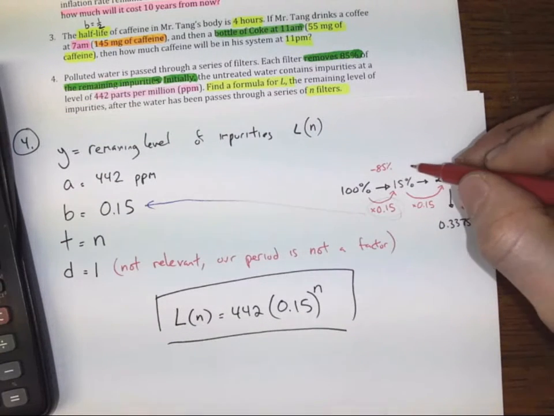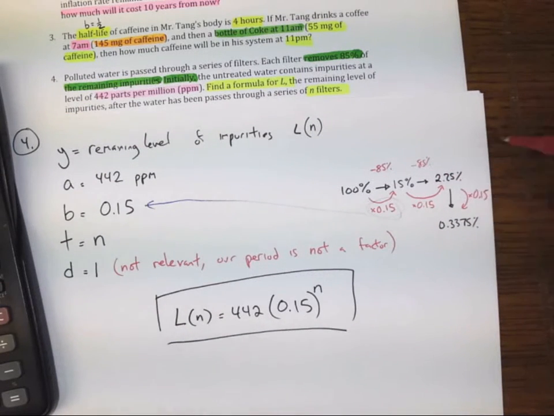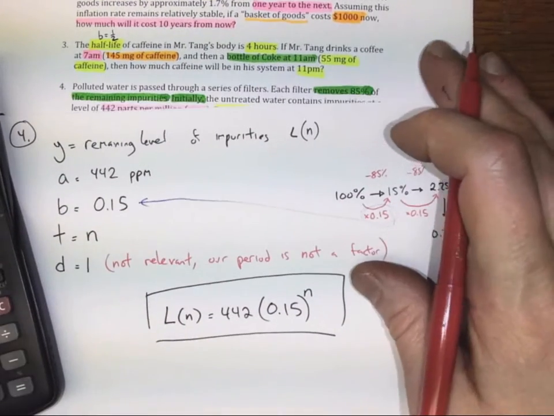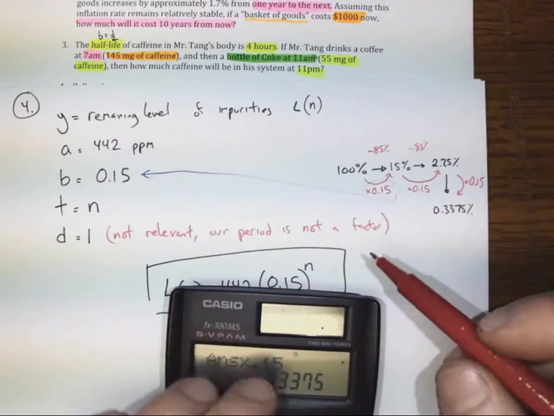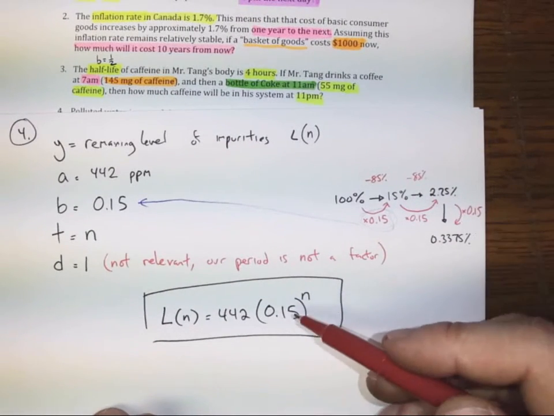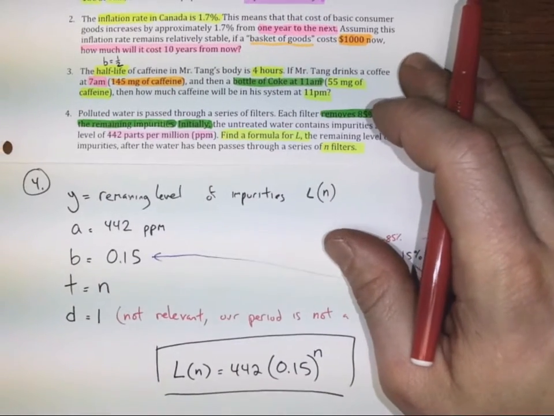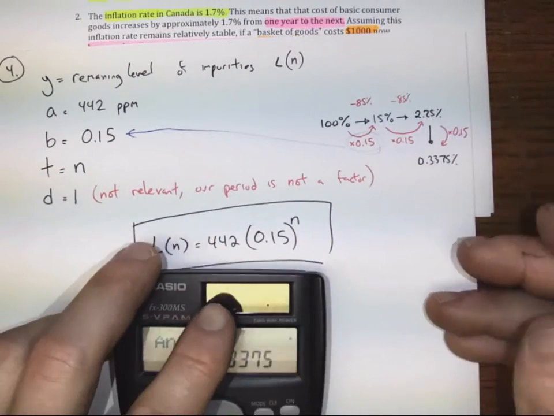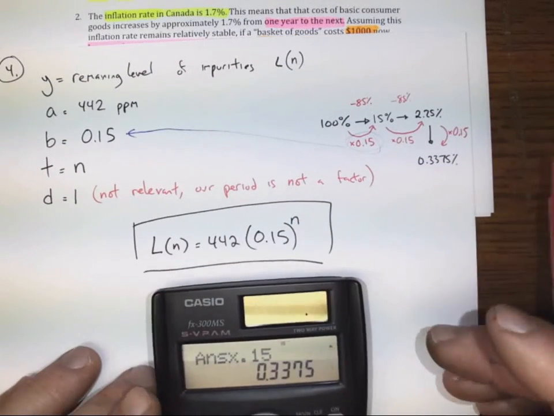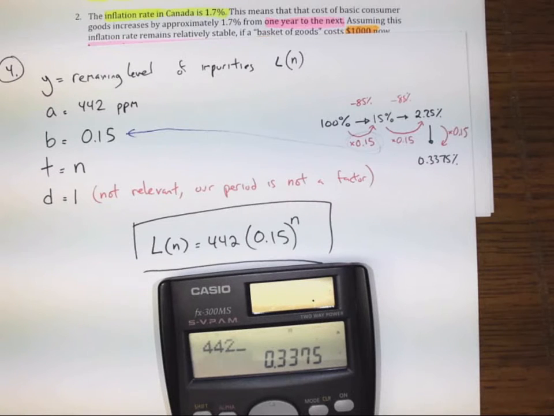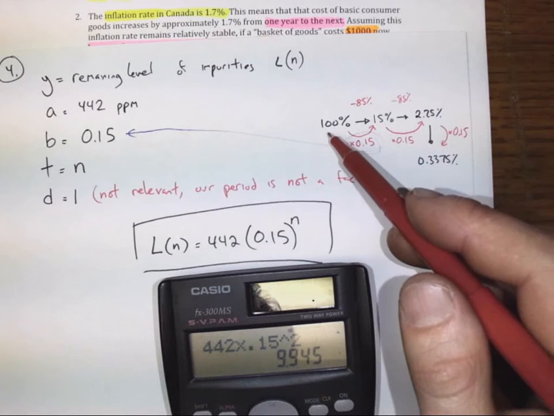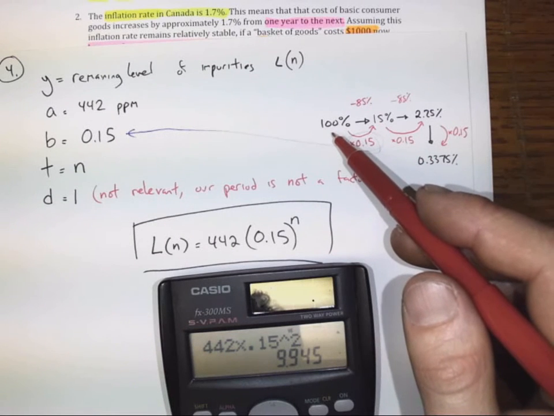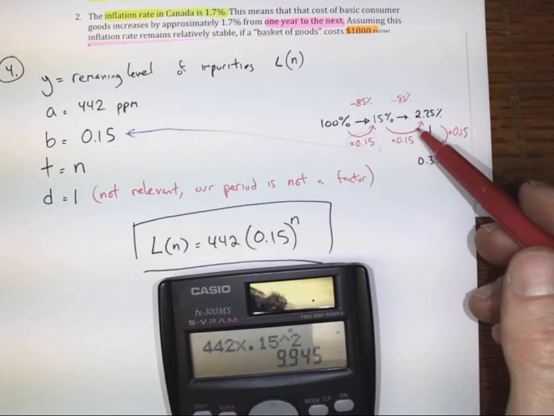And so after two filters, we should have 2.25%. So let's imagine n is 2. Let's plug that in. 442 times 0.15 to the power of 2. Oh, it didn't work. Oh, right, because we were starting with 100%. Stupid me. So actually, okay, I see. If we divide that by 4.42, yeah, we get 2.25. Okay, sorry, that was a bad example.